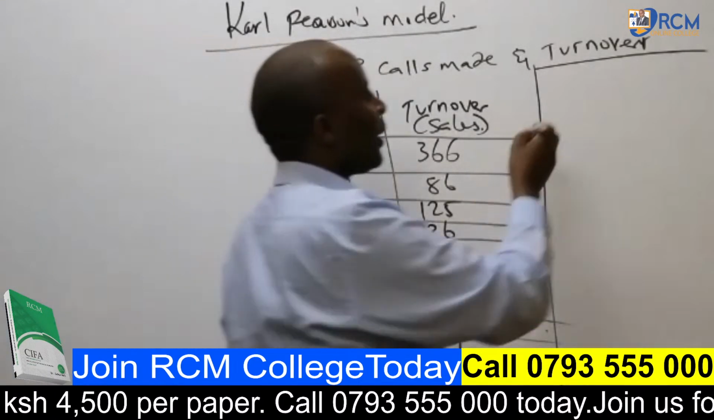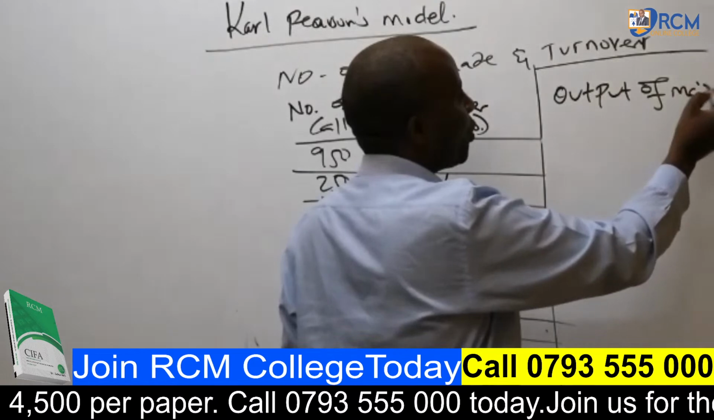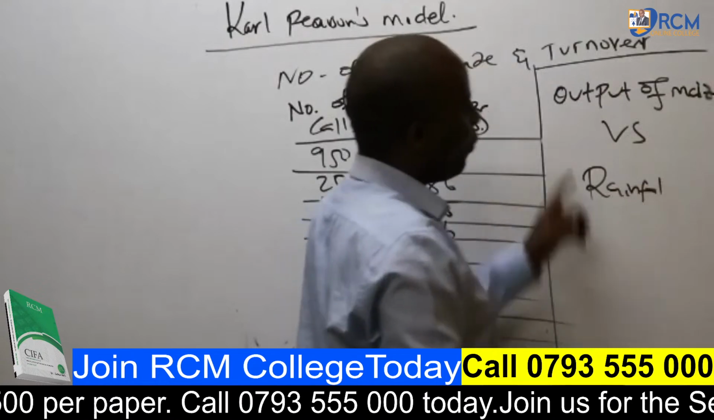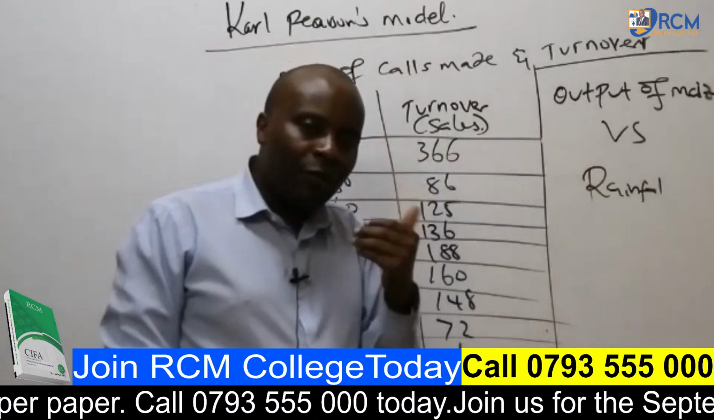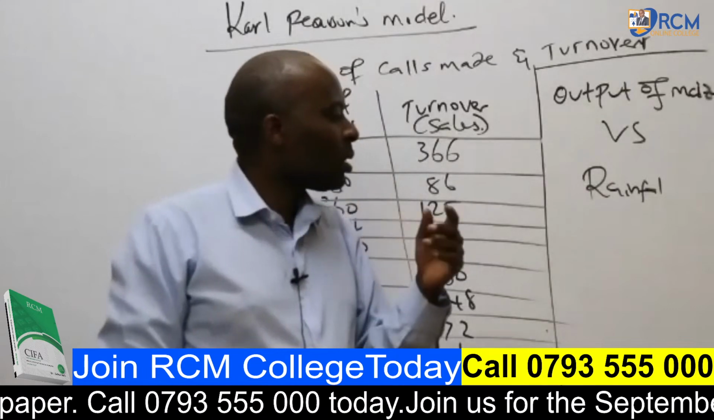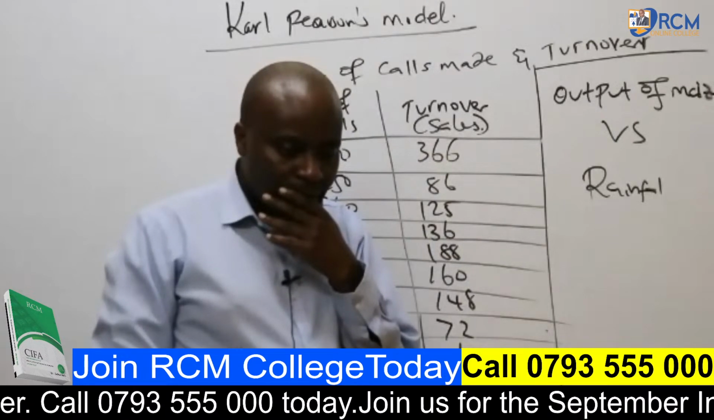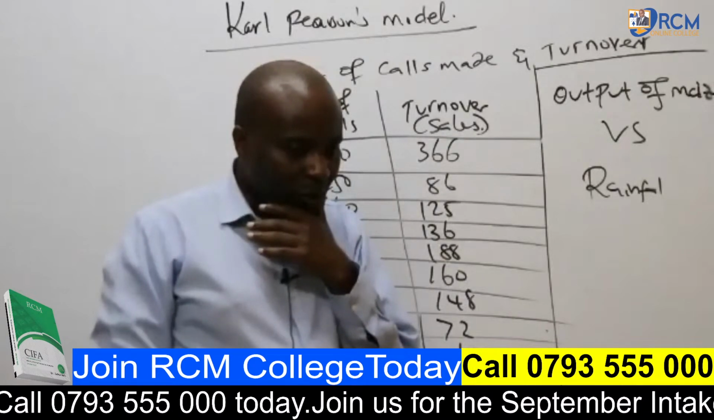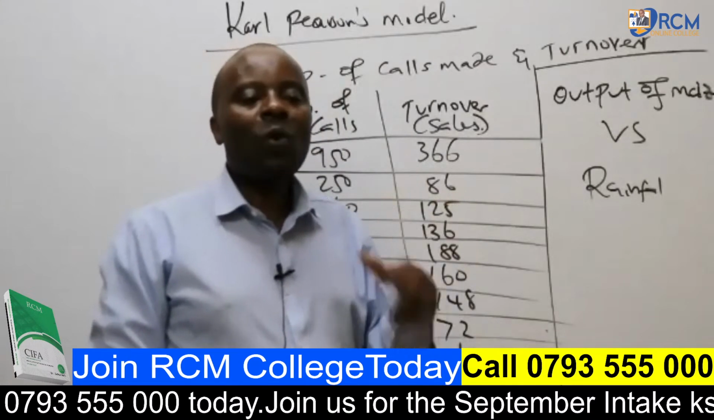If, for example, you look at output of, let me just use any crop, output of maize versus rainfall amounts. If you're given two variables of this nature, ladies and gentlemen, here I'm able to see very fast that rainfall amount depends on maize. Rainfall depends on maize. True? No. It is the other way around.